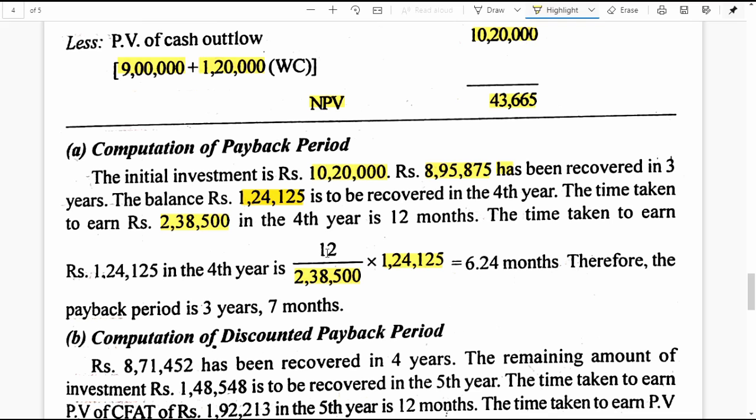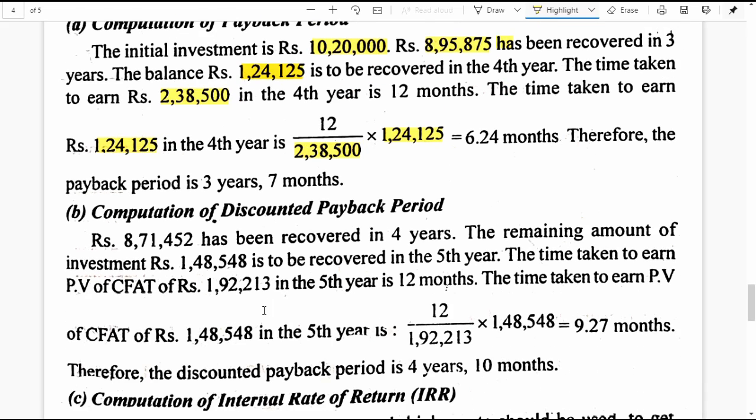Now we do the calculation. 12 months related to the fourth year divided by 2,38,500 cash inflow of the fourth year into 1,24,125, the balance of investment to be recovered in the fourth year, it gives us 6.24 months, approximately 189 days in the fourth year you need to spend to get back the balance of 1,24,125 of your investment. So altogether, your payback period will be 3 years and 189 days or 3 years and 7 months approximately.